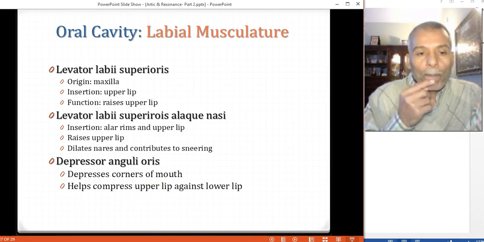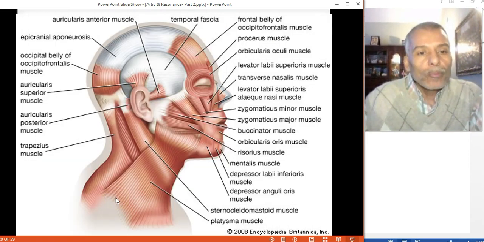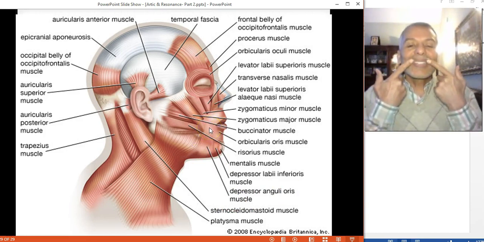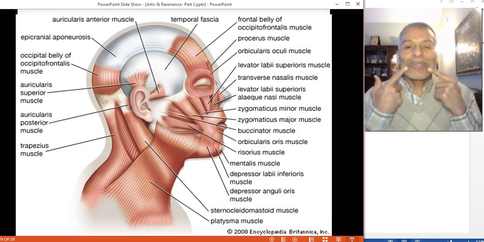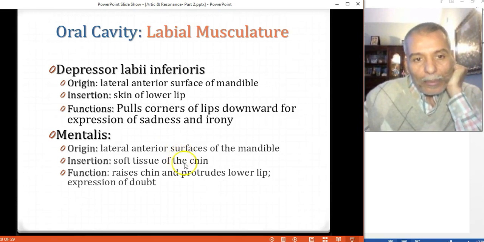So the muscle is the depressor anguli oris muscle right here at the corner, and it just brings down, you can pull down the corners of the lips.